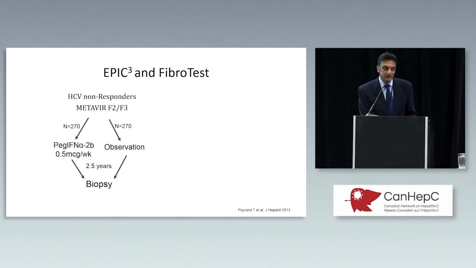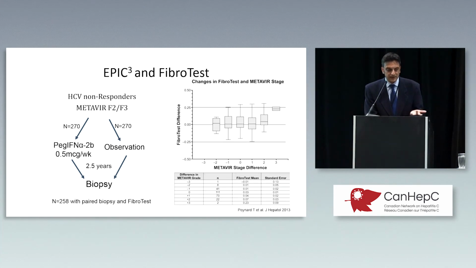So what about fibrosis progression? Very quickly, EPIC, for those of you who remember, these were HCV non-responders, Metavir F2 to 3. They got randomized to receive low-dose PEG-2B or observation, and then had another biopsy. And a proportion of 250-odd patients had paired biopsy and FibroTest. And just briefly, you can see on the vertical axis, this is FibroTest difference, and Metavir stages changed in this period of time, as you'd expect, in these non-responders. But FibroTest did not change.